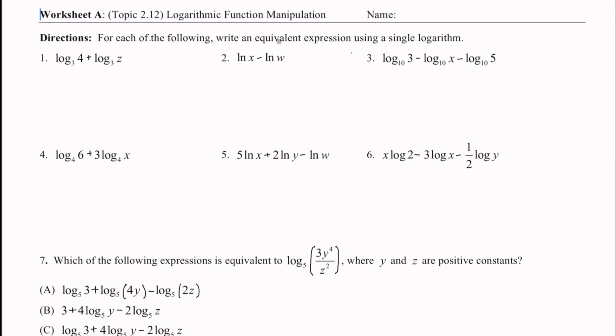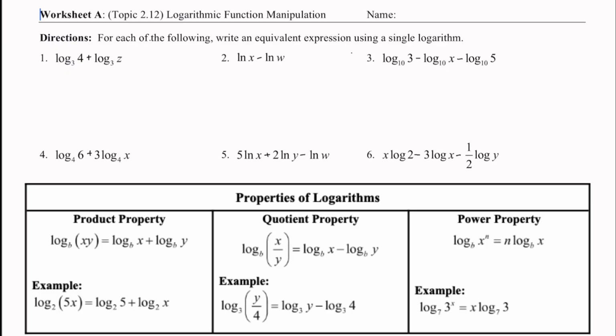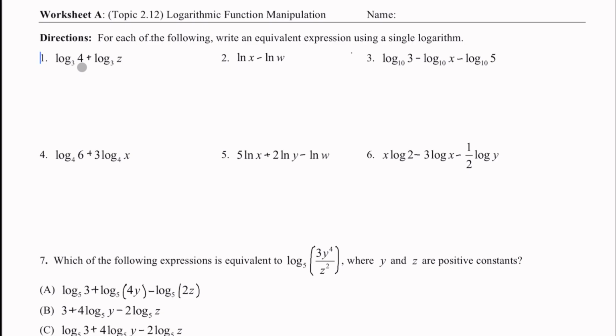For each of the following, write an equivalent expression using a single log. As we know from the 2.12 notes, if the equation shows an addition, like that one has addition, this one has addition, that means we'll be multiplying. That was the product property. When two logs are added to each other, we multiply the numbers corresponding to each log. So basically, we keep these the same.